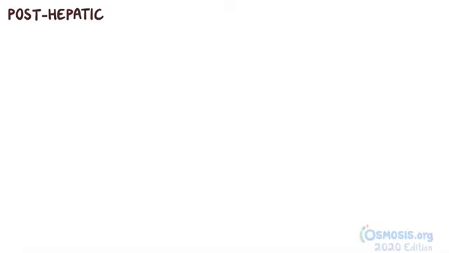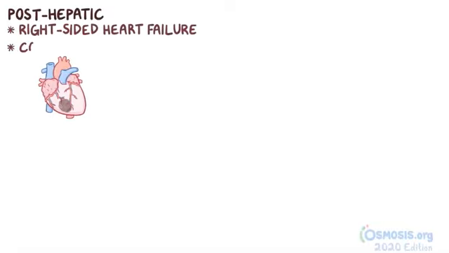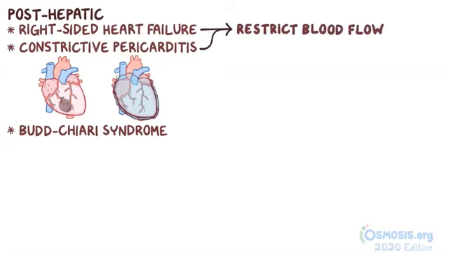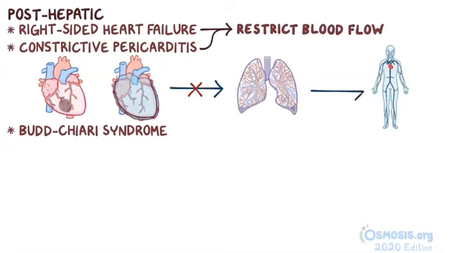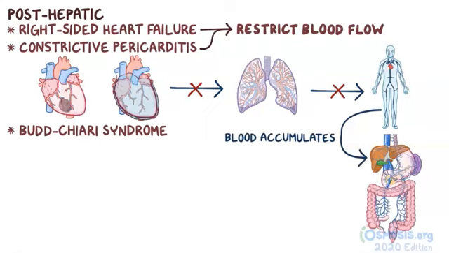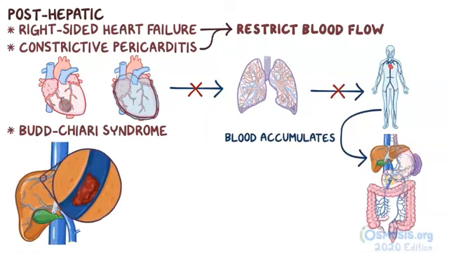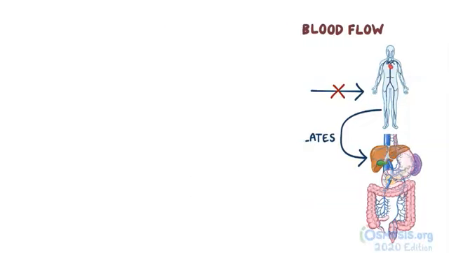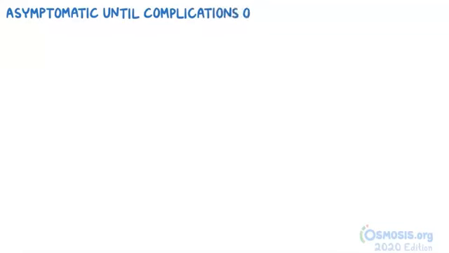Finally, posthepatic causes include right-sided heart failure, constrictive pericarditis, and Budd-Chiari syndrome. Both right-sided heart failure and constrictive pericarditis restrict the blood flow from the heart to the lungs and the rest of the body, causing blood to accumulate downwards, including into the portal circulation. And Budd-Chiari syndrome occurs when a thrombus, or a tumor, inside the hepatic veins obstructs hepatic venous flow towards the inferior vena cava. Portal hypertension may be asymptomatic until complications occur.